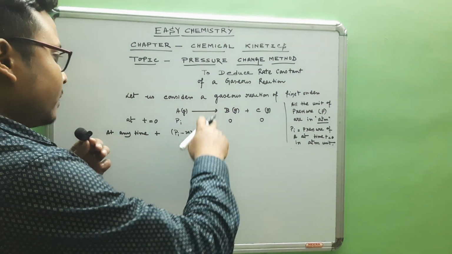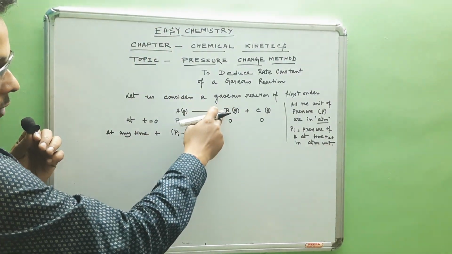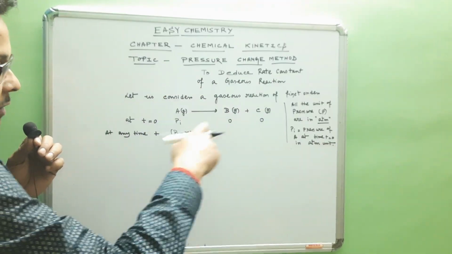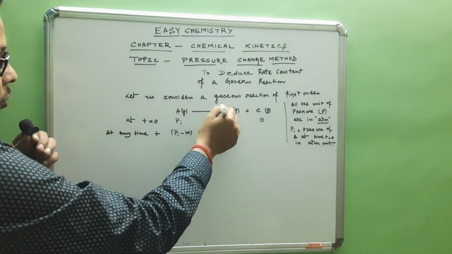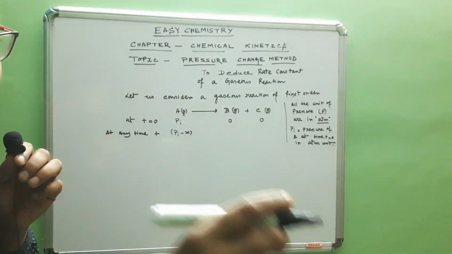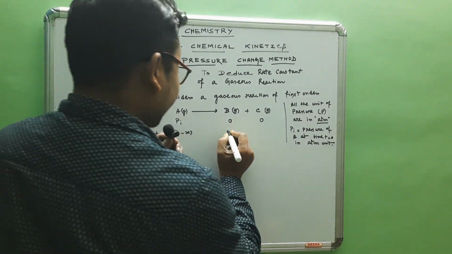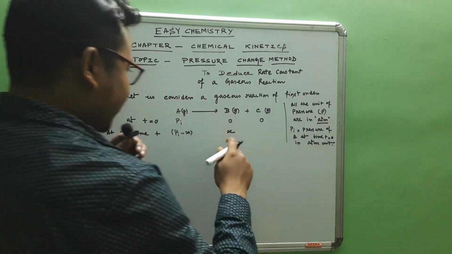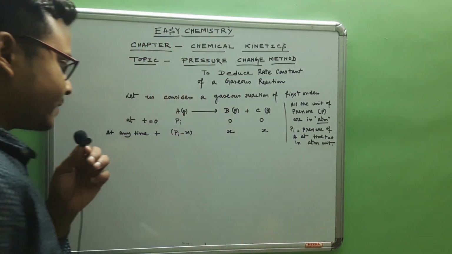And the amounts of B and C will be similar, because the stoichiometric coefficients of B and C are same, and the ratio of formation of B and C from A is 1 to 1, that is from consumption of 1 mole of A, 1 mole of B and 1 mole of C are being formed. So at any time t, the pressure rise of B is x, and also that of C is x.